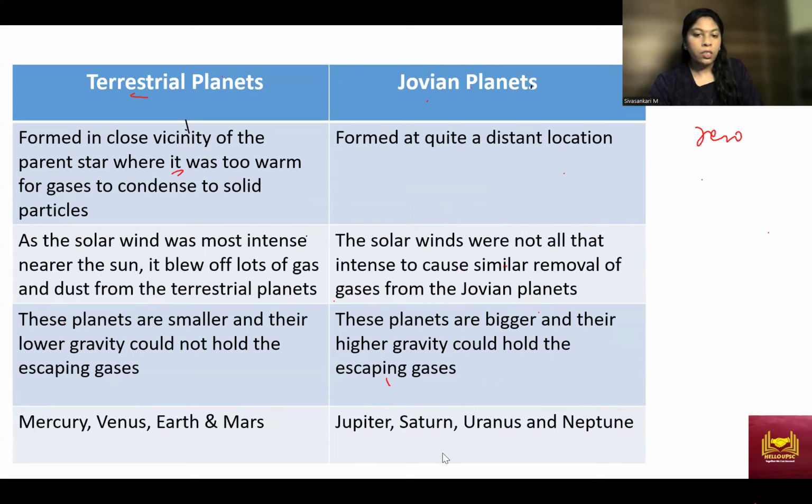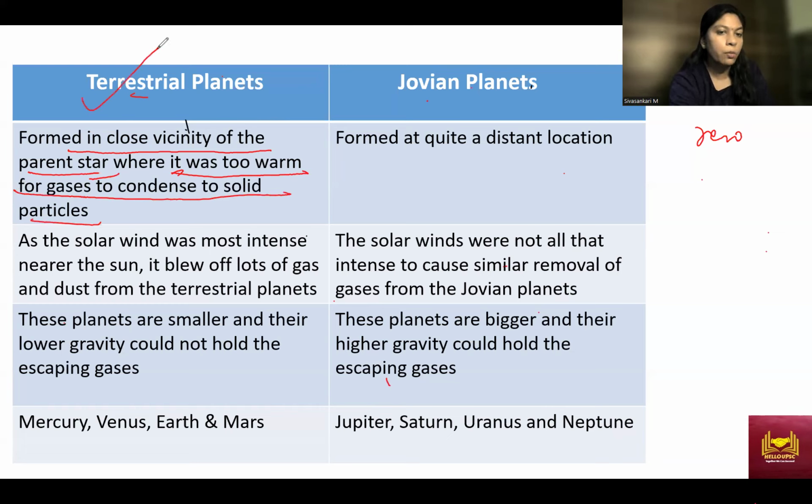Now, see this. Terrestrial and Jovian. What all we can differentiate. Terrestrial means it is formed in close vicinity of the parent star, that is, near. What is our parent star? Sun. Our parent star is the Sun. So it is in the close vicinity of the parent star, where it was too warm for gases to condense to solid particles. We call that a terrestrial planet.